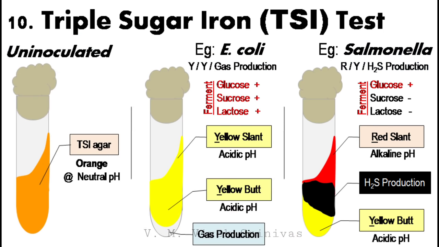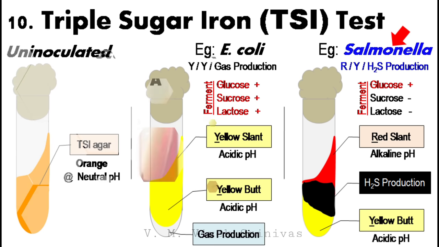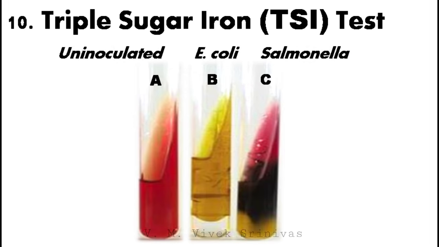These are some of the reactions observed in the TSI agar, starting from the left: the uninoculated TSI agar, in the middle, the E. coli inoculated TSI agar, and on the right, the Salmonella inoculated TSI agar. This is the photograph showing the reactions observed in the TSI agar: left, the uninoculated TSI agar; middle, the E. coli inoculated TSI agar; and right, the Salmonella inoculated TSI agar.